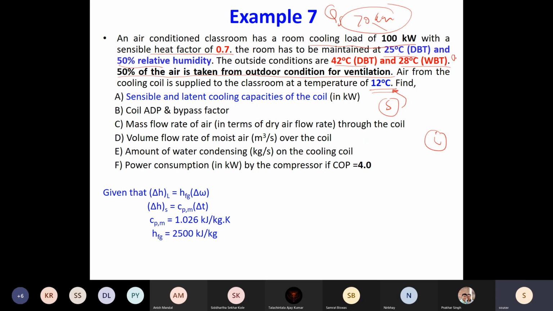Your outdoor condition is given. Your indoor condition to be maintained has been given. The load is also given. QS and QL, everything is given. So what are the sensible and latent cooling capacities of the coil? Will it be 70 and 30?